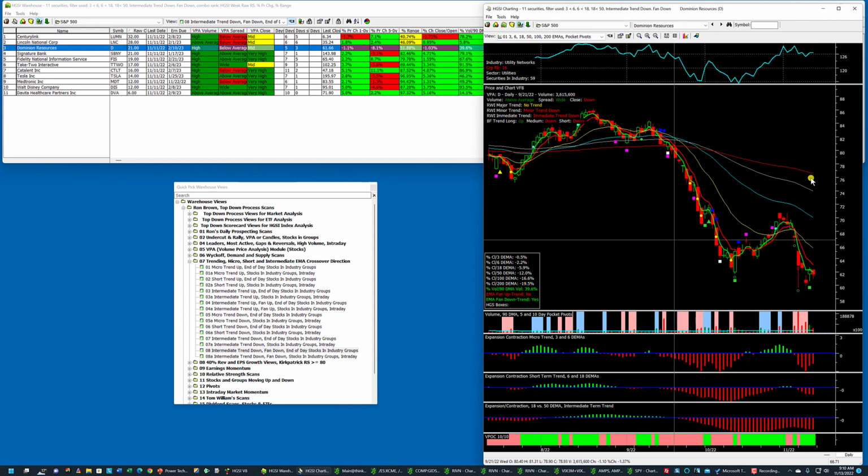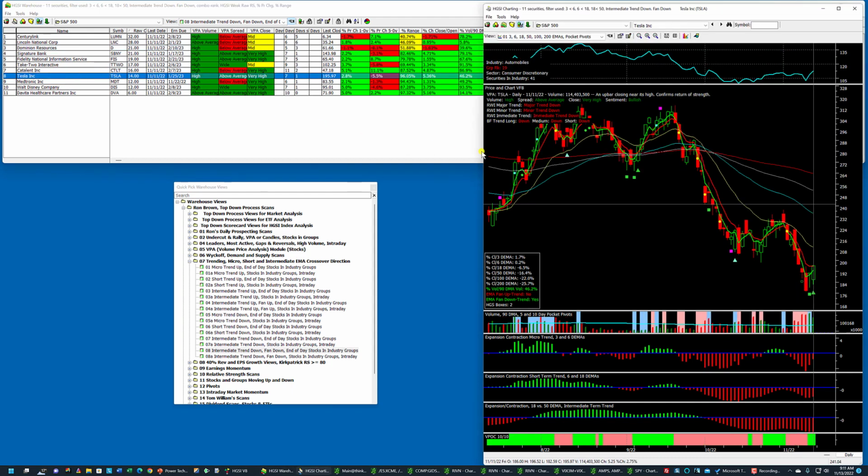Okay, the trend is down: 200, 100, 50, 18. This broke down right here, the 3 below the 6. It confirmed on the short-term trend right here, and the intermediate term trend had been down the whole time, plus the fan is down as I just showed you. Let's do one more here. Let's take a look at Tesla.